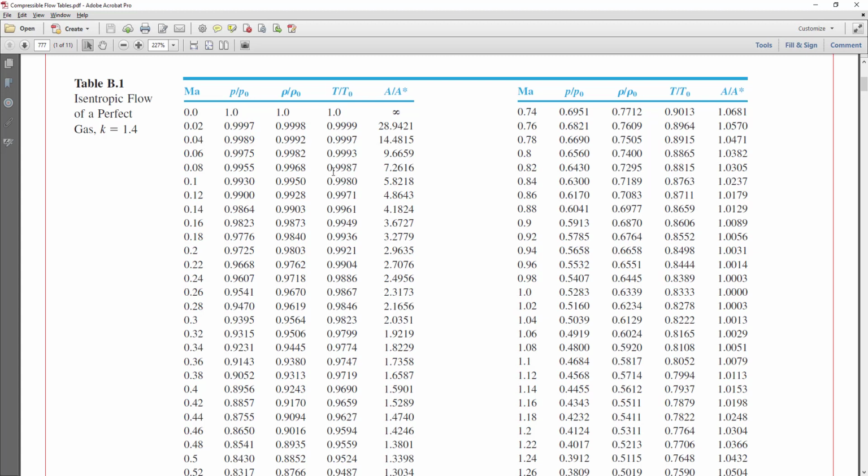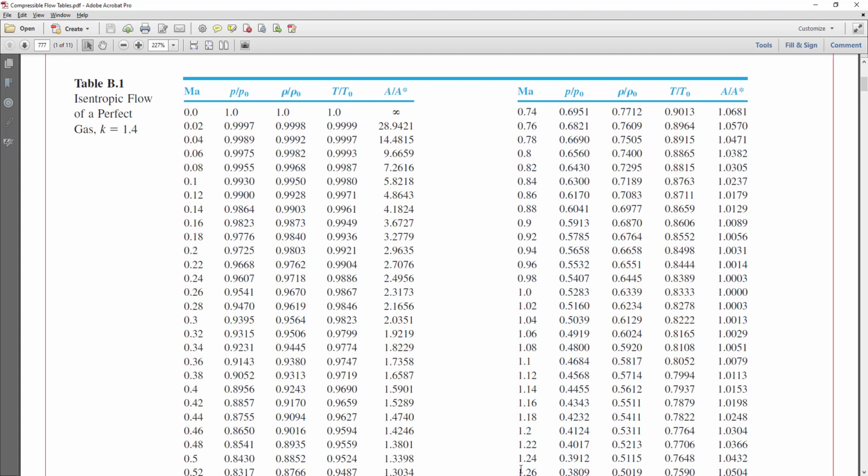And you can do also the inverse. For example, if you know the properties T over T naught, rho over rho naught, P over P naught, you can also use the table and find the corresponding Mach number. And also, let's say you did not find exactly your value in this table. Let's say you have a Mach number equal to 0.042. This value is not present in this table. So you simply do a linear interpolation on the properties, and we will see how to do this later on when we solve a problem. So you can either use the equations directly to solve, or you can use these compressible flow tables. In this course, I prefer to use the tables to solve problems.